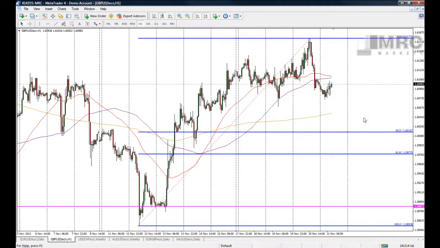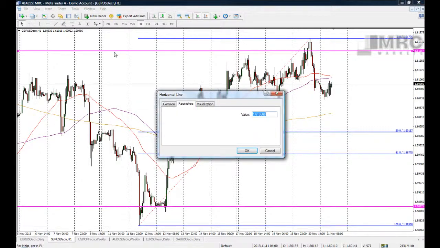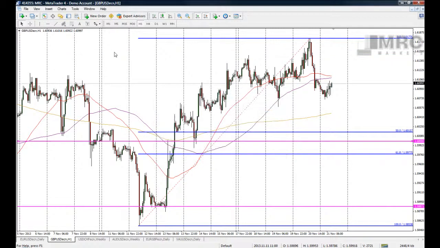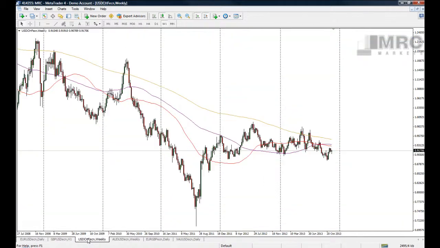If it comes back down to the 50%, which is at the 1.60.15s, or if we're going to keep it even more simple, just call it the 160s there, because that's bang in between the 50% and 61.8% range. And of course it's also previous support, previous resistance as well, a big level, that 160s. It'd be a big option expiry level as well, I'd have thought. And yeah, that's pretty much it on cable.